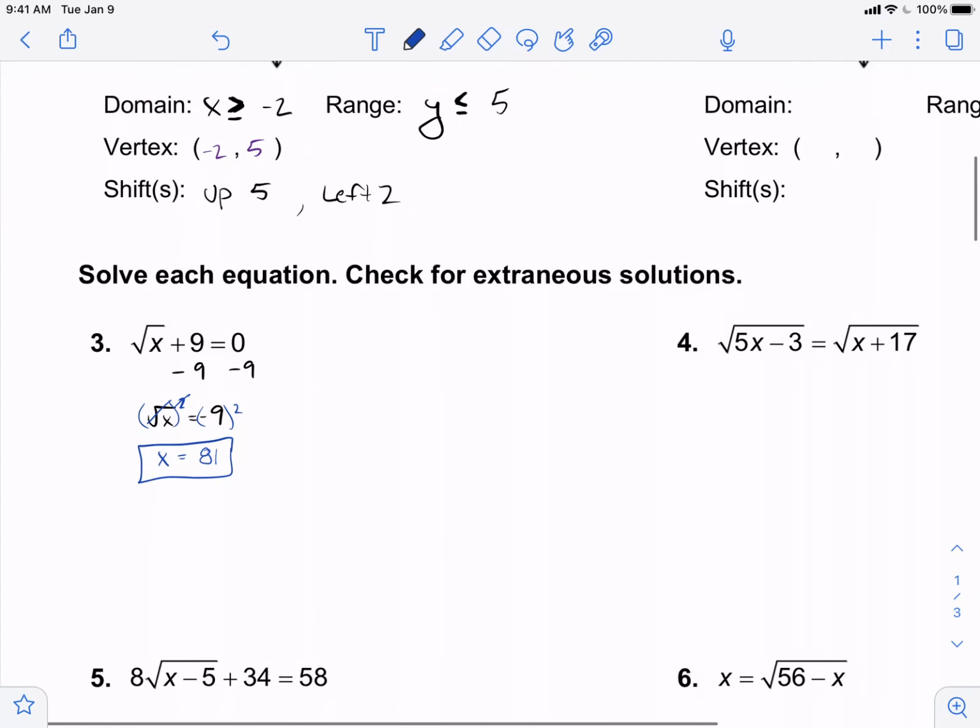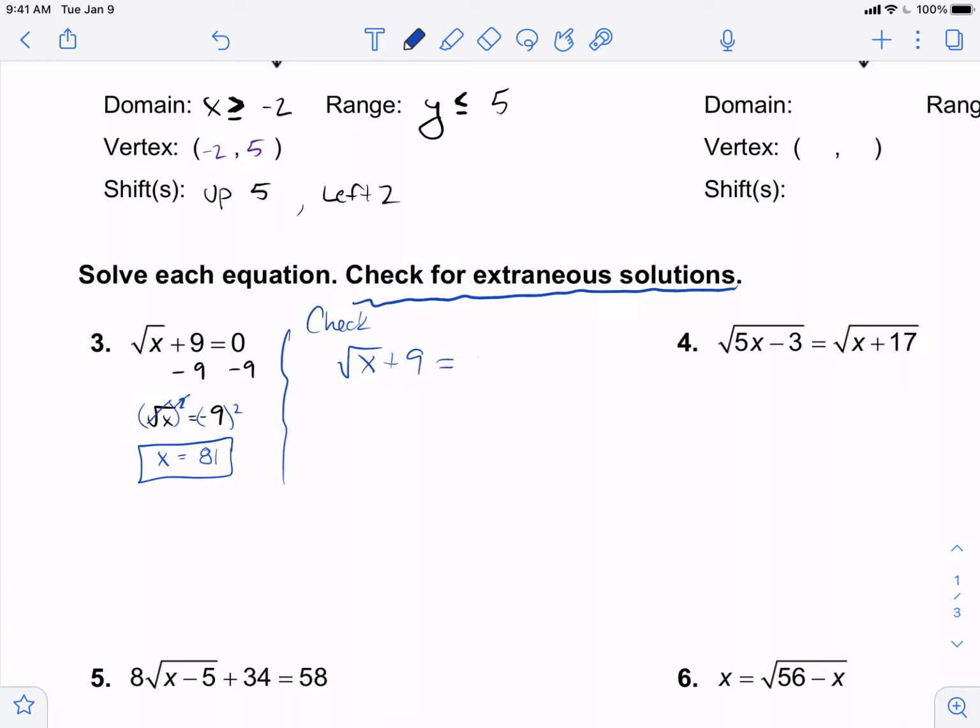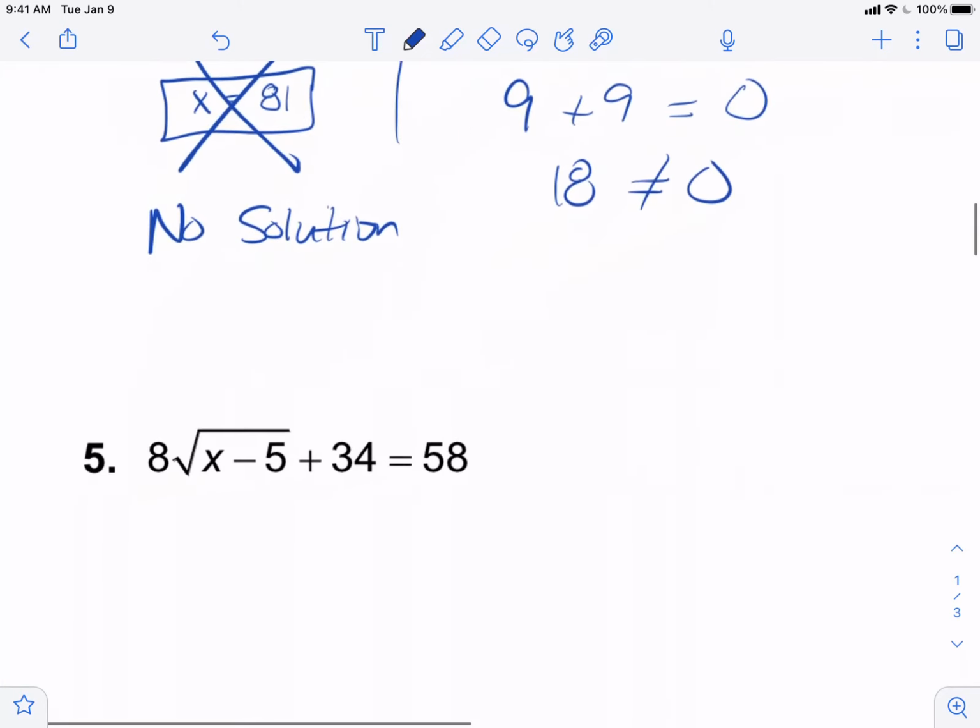Now, with these problems, it's always going to say this: check for extraneous solutions. And the fact of the matter is you need to do this on every problem that has a square root. What I mean by checking is to come back to the original equation and plug in your answer. Square root of 81 is 9. 9 plus 9 is 18, which does not equal 0. So in this situation, this is not a solution. So we actually say that there is no solution to this equation.